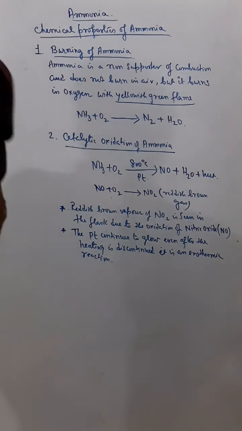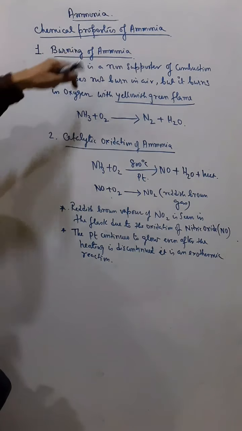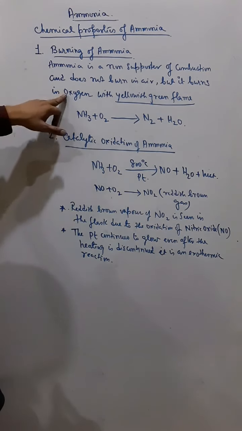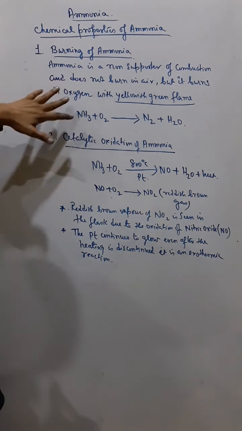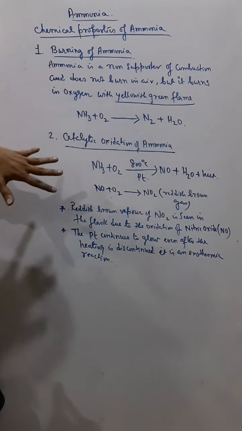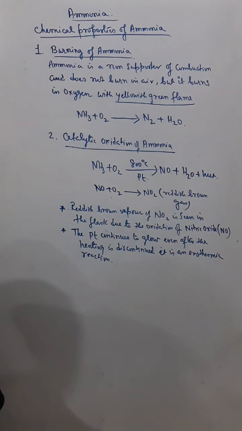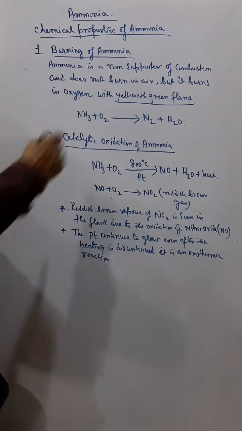Now we'll see the chemical properties of ammonia. First is the burning of ammonia. In fact, ammonia is a non-supporter of combustion, and it also does not burn in air. But ammonia burns in pure oxygen. So ammonia burns in oxygen, but it does not burn in air, and also it does not let others burn. So that means it is a non-supporter of combustion, and it does not burn in air, but it burns in oxygen with a yellowish green flame. Okay, so this observation is important.